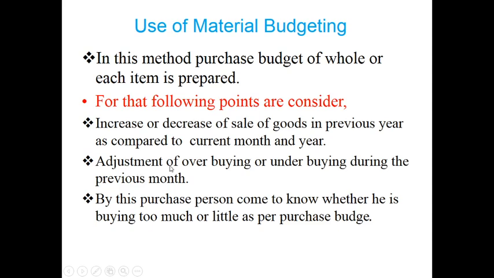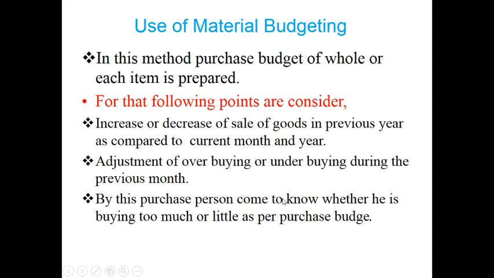Then second one, adjustment of overbuying or underbuying during the previous month. If sale of the current month is reduced, then buying of that goods in the next month is adjusted or can be reduced. If sale of particular goods in the current month is increased, then an increase in buying of that particular goods in the next month is required. As per sale of goods, adjustment of buying is also important to control inventory.